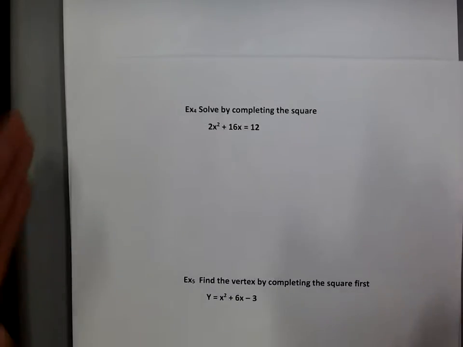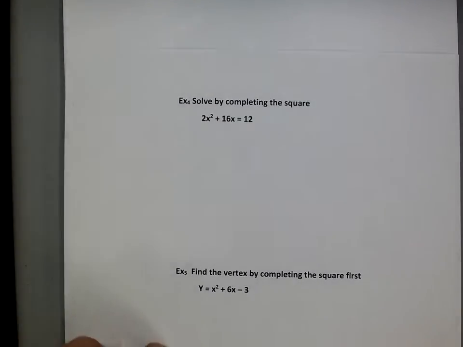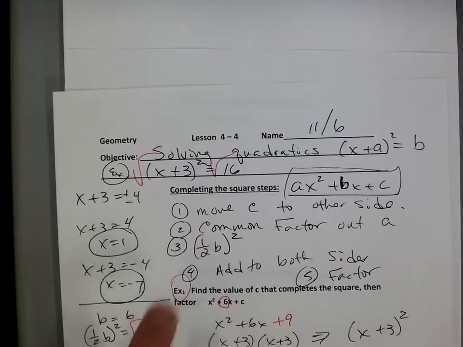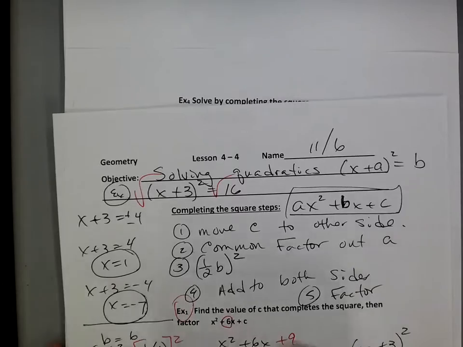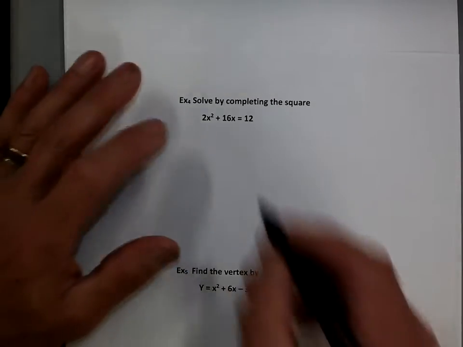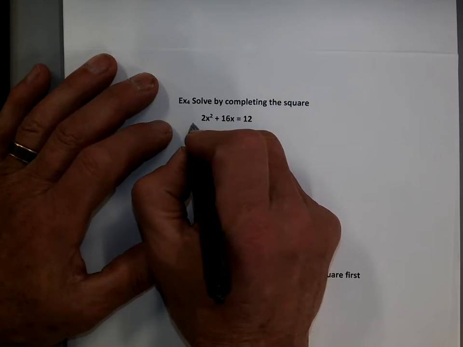Example 4. Okay, step 1. Let's see what step 1 says. Step 1 says move C to the other side. All right. Oh, it's done for me. Cool, got that done. Step 2 says common factor out a. So I'm going to do that. In fact, I'm going to divide out. I'm just going to divide it.